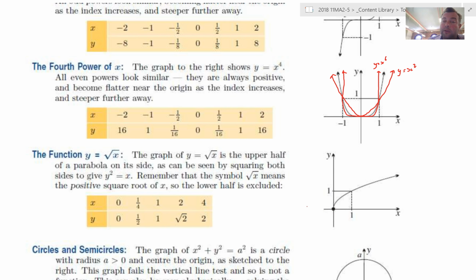Okay, we're just looking at the positive square root, right? Remember this, like a parabola on its side, but only half of it. If I had negative, right, if I just asked for the negative part, well, it would be this part down here.